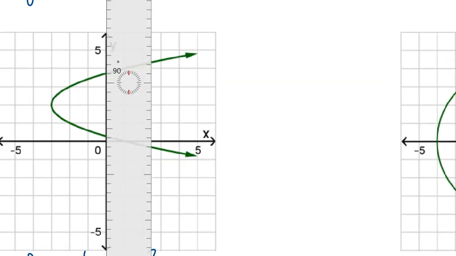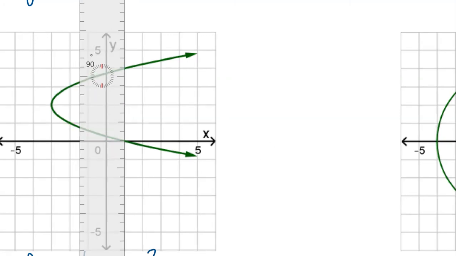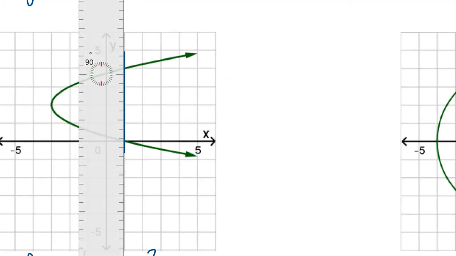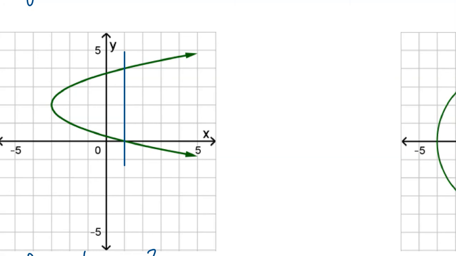Hey, where's my ruler? There we go. So if I want to know for an x value of 1, what's the y value? There's 2. It's either 0 or 4. So it's got 1 and 4 and 1 and 0. Same x value, 2 y values. That's what it means to not be a function.